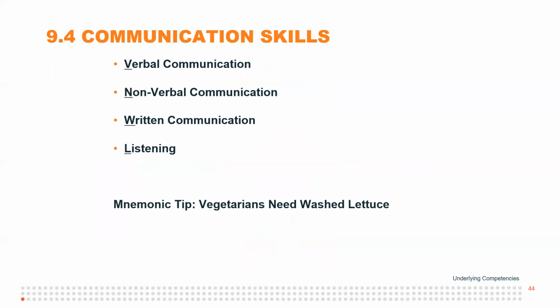And I knew you guys were waiting for this. Here's the mnemonic. So the mnemonic is VNWL. So that turns into vegetarians need washed lettuce. So that again came from another one of my students. I don't remember if that one might have been from Brian Smoot. I'm not sure. But anyway, vegetarians need washed lettuce. We all need washed lettuce, right? If we're gonna eat lettuce. So anyway, that's that mnemonic tip. And that one's kind of short. And that just reminds you, hopefully stimulates you to remember what the different kinds of communication are.